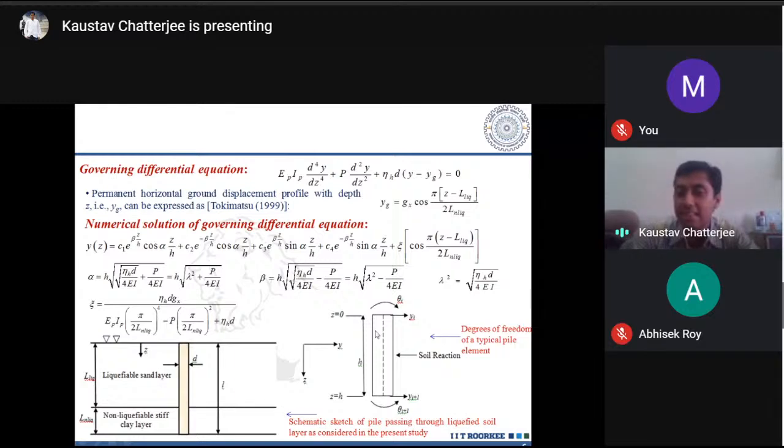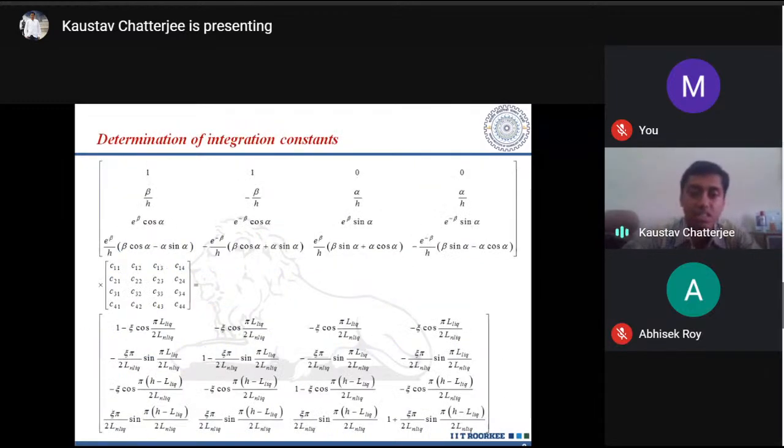After taking this equation and a constant pile element, and after giving the boundary conditions, we have got this matrix. That is how to determine the integration constants, because there are 4 unknowns, so 4 by 4, 16 unknowns will be there. And we see that this particular matrix is a function of all the parameters of the given problem, that is my liquefiable layer depth, the non-liquefiable soil layer thickness, the diameter of the pile, and all the terms that are given in this term of zeta.